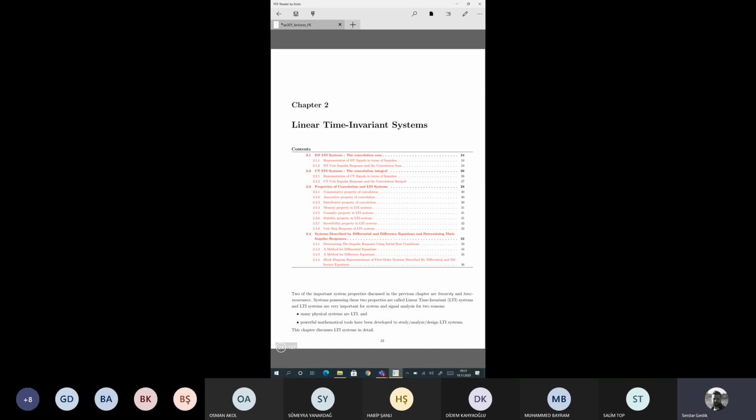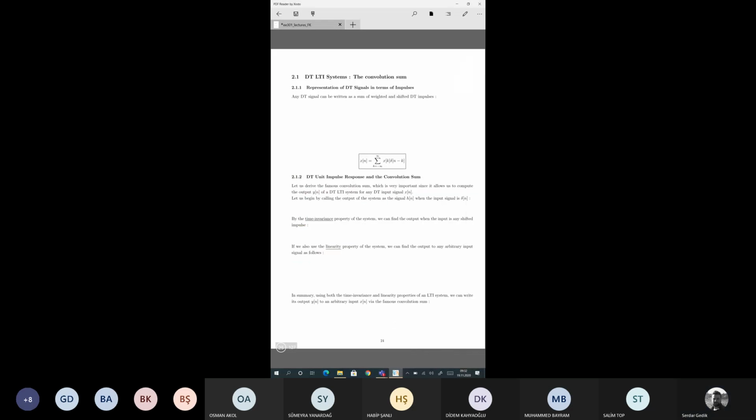in detail. Also, we will see that if your system is LTI, meaning linear and time invariant, for this case we have strong mathematical tools to study, analyze, and design such systems. I hope this will be clearer at the end of this chapter. We will first start with discrete time LTI systems, and it will be our first topic.